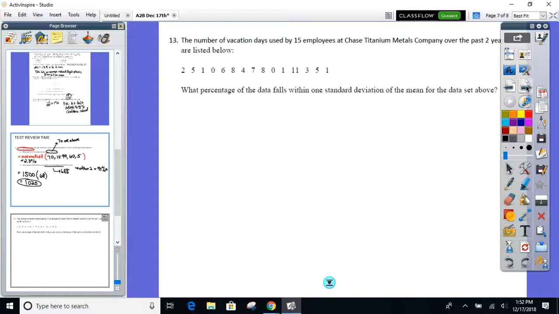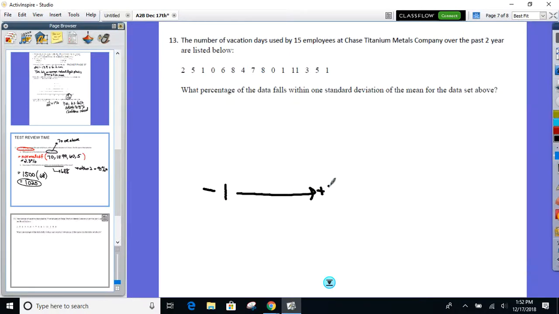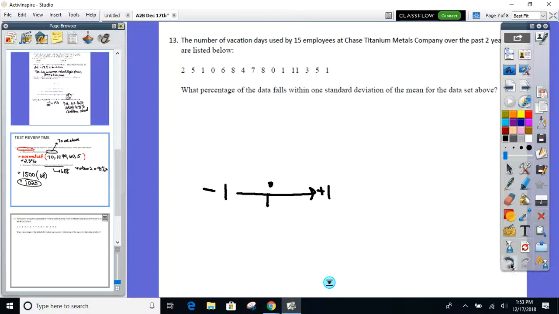Ready? Here's what you're going to have to calculate for me. How many are within one? How many fall between here? So what are the two values I'm going to need here? I'm going to need the standard deviation and the mean. I need to know what it is at zero. I need to know what the mean is. How can I get those values?